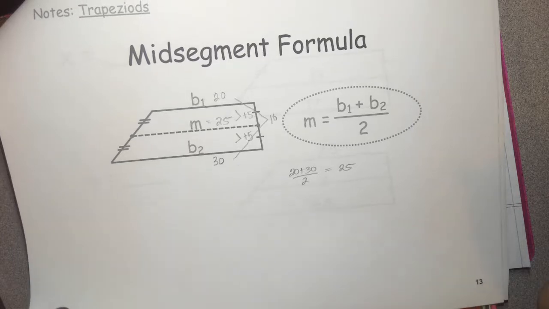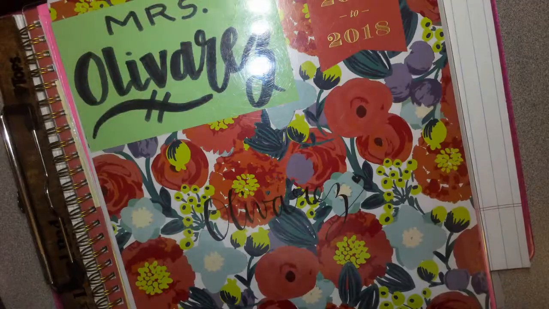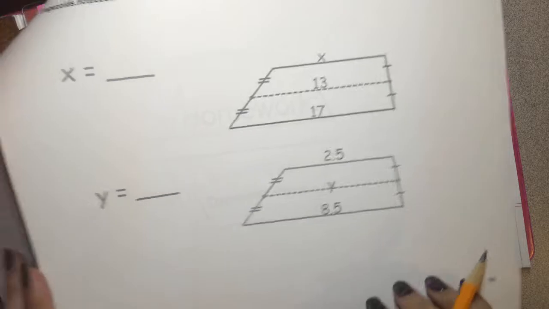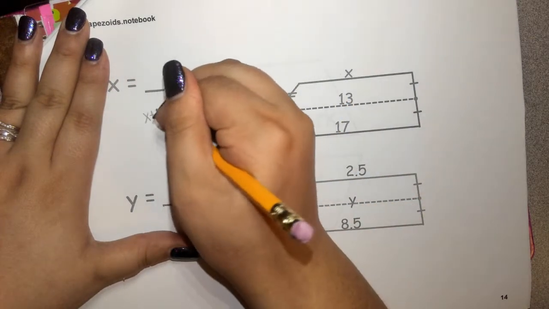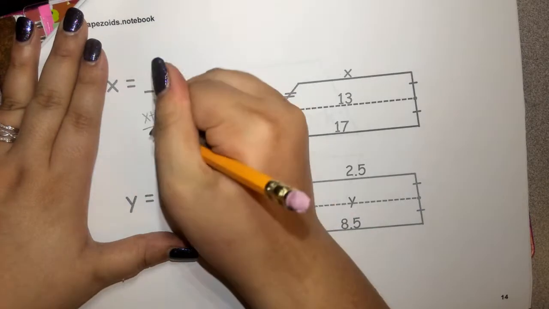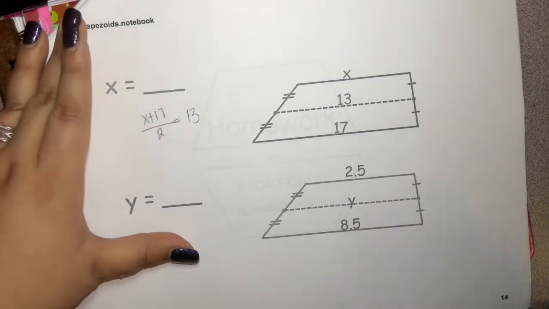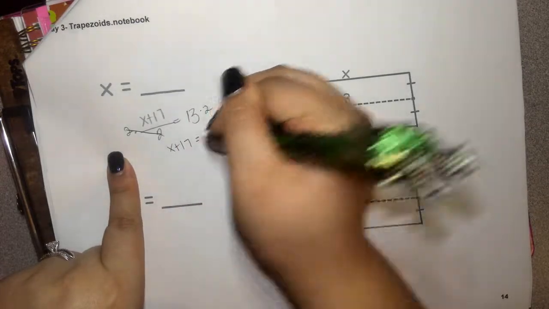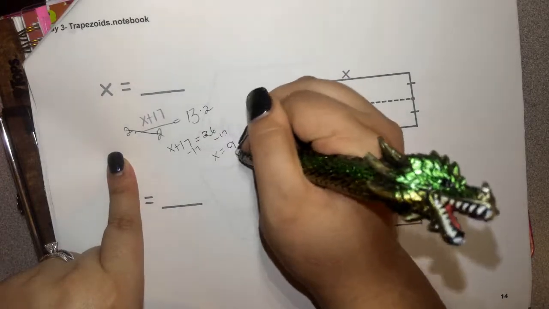All right, ready for examples? You don't have to write these both down if you don't want to, but just look. How would I find x? Well, what's my formula? X plus 17, base plus base, divided by 2 equals the mid-segment. Okay. Watch. How do I get x by itself? Times 2. Minus 17, what does x equal?